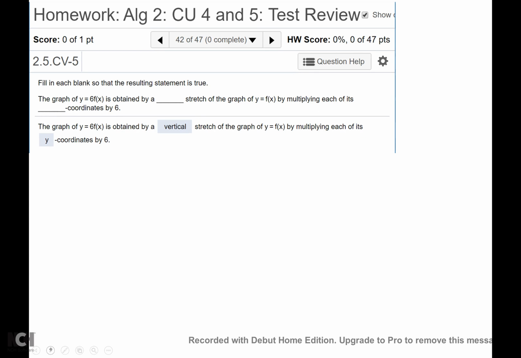Okay, the graph of this, whatever the function is, they're multiplying by 6. It's outside, which means it's vertical, and it's going to be a stretch. And since it's outside, we multiply each of the y coordinates by 6. Because it's outside, you do it to y. Inside, you do it to x.